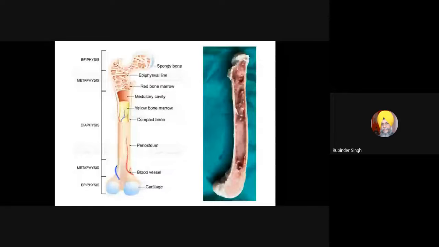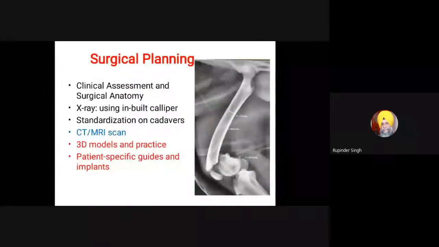Let us discuss some examples where we can use this technology, 3D printing, in our patients. This is the current scenario, particularly the text written in black, what we are actually using in day-to-day practice, particularly in India or in Punjab. Basically, the surgical planning of any case, this is an example of a fracture. We use the clinical assessment of the patient. We examine the joints and bones. Then we do the X-ray.